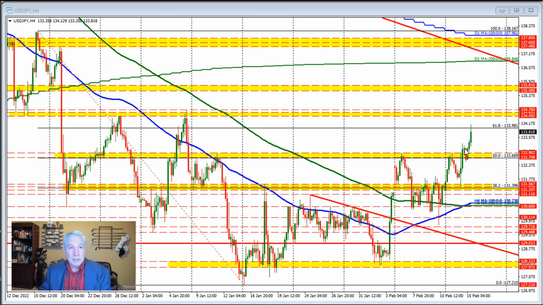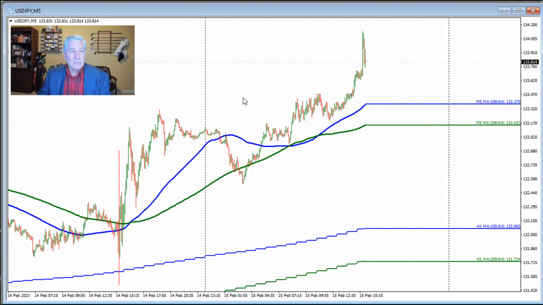And in trading late yesterday and early today, the price did move below those levels, but could not sustain the momentum. We started to move back to the upside here, and it looks like that is the favored trend here for the dollar versus yen. Let's just take a look at the 5-minute chart here for giggles.